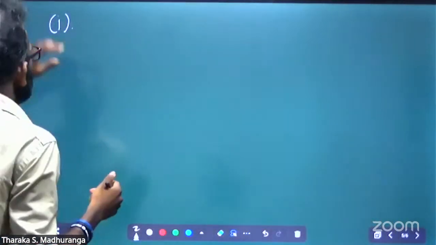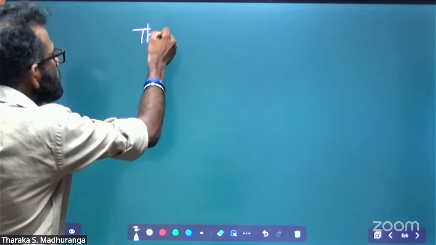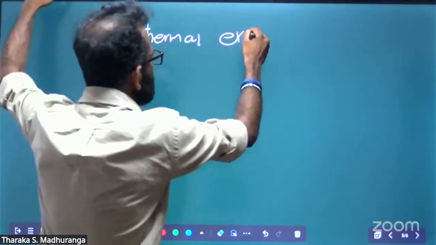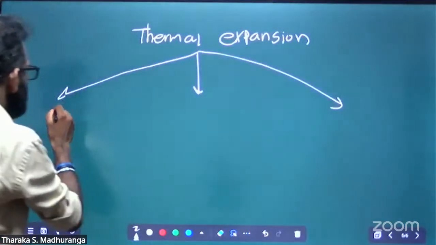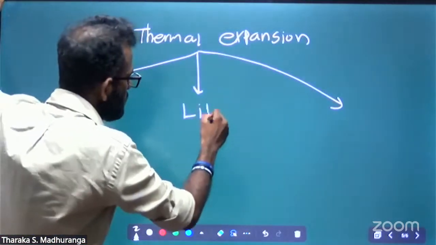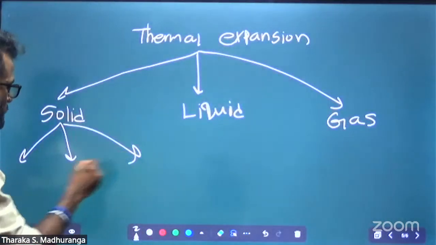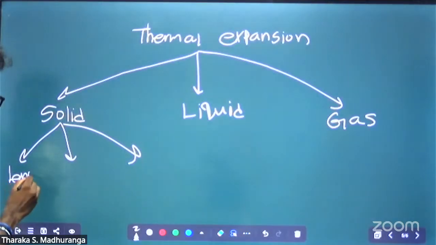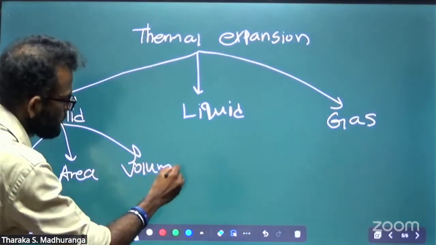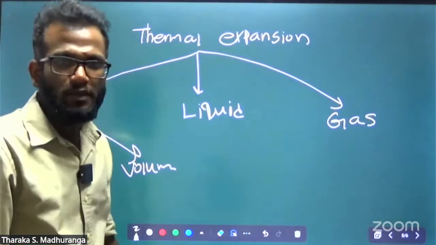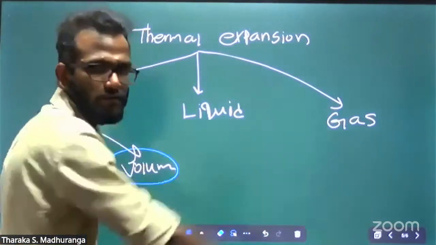If you want, I will show again how thermal expansion is classified. Thermal expansion has mainly three types: solid expansion, liquid expansion, and gas expansion. Solid expansion again has three types: linear expansion, area expansion, and volume expansion. That's the classification. Understood? Now we're going to discuss linear expansion, then area, then volume.